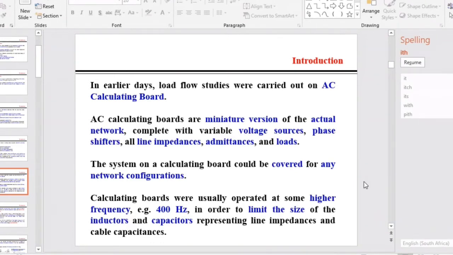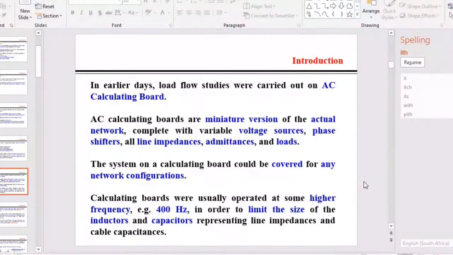Sorry, reactive power for the phase shifter. And then the line impedances would be there, R and L, or admittances if you want to take the reciprocal of impedance, and the loads were there in terms of R and L. They tried to make the AC calculating board show all the components of the power system under consideration, but in a smaller version.